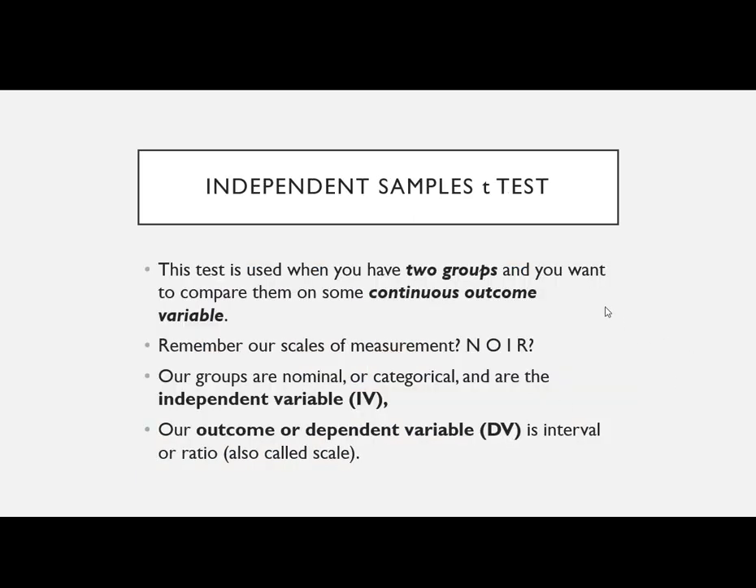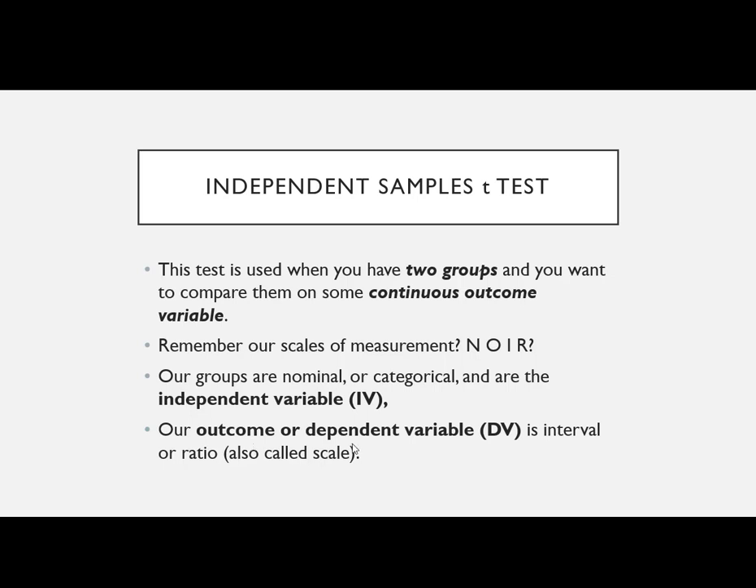So the independent samples t-test is used when you have two groups and you want to compare them on some continuous outcome variable. Do you remember our scales of measurement? Nominal, ordinal, interval, and ratio. Our groups are nominal or categorical. Remember, those mean the same thing. And they are the independent variable, which I denote as IV.